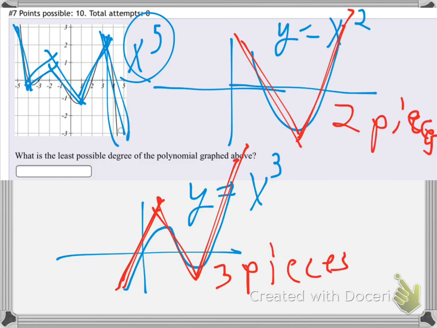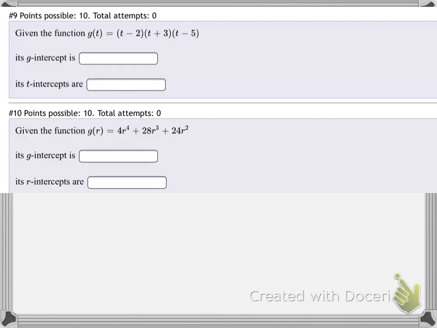So we would say, what is the least possible degree of this polynomial graphed above? It would have to be at least a degree 5, just based on the fact that it has 5 pieces to it. It's possible it could have more pieces, because sometimes one of the bends will get rounded out and flatten, and you won't see all the pieces. We'll talk more about the details later.